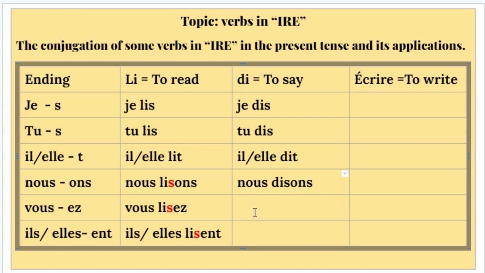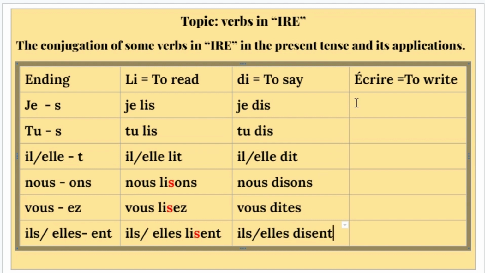Now here we're going to have nous disons. But vous is going to have another sort of change: vous dites, like this. Vous dites. Here we're going to have ils, elles disent. Now, to review: je dis, tu dis, il, elle dit, nous disons, vous dites, ils, elles disent.